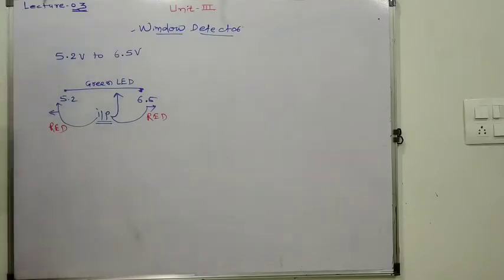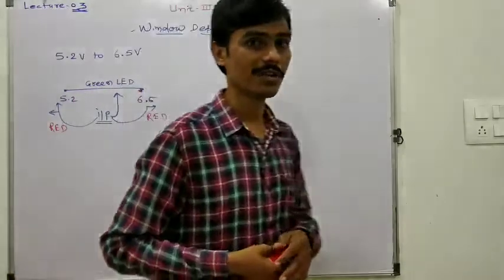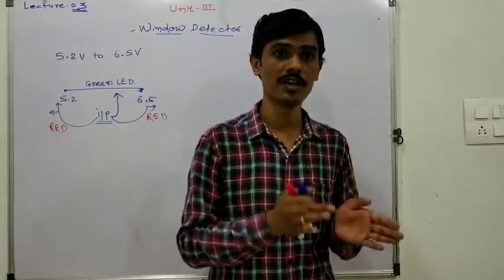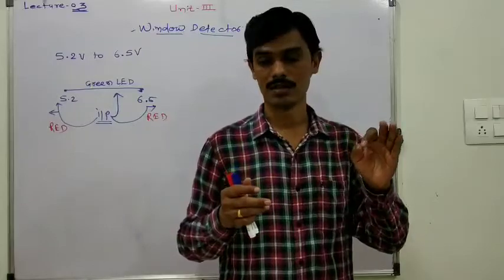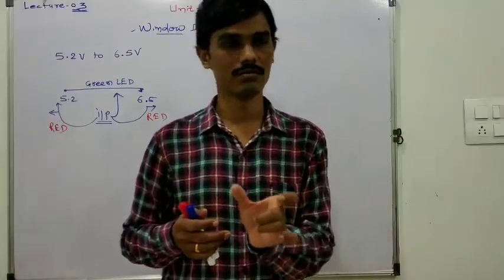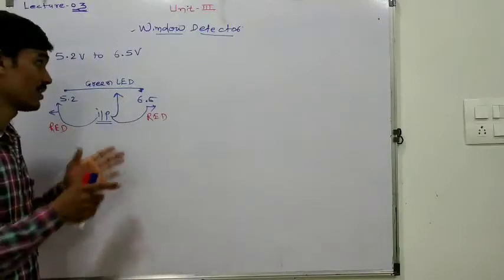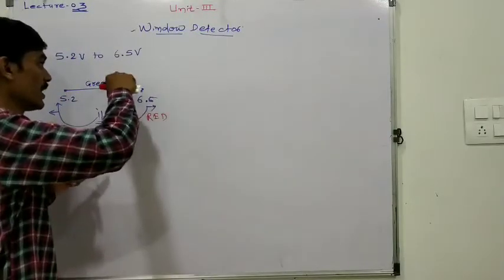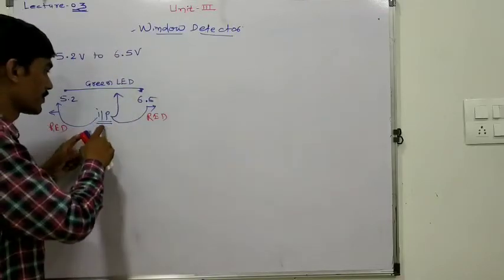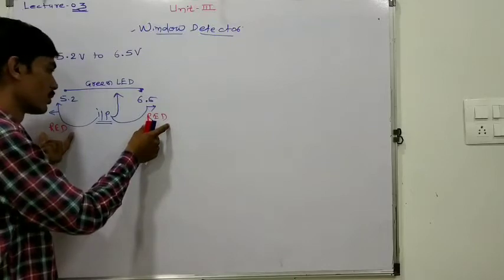So as previously we discussed, what is a window detector? A window detector is a circuit to detect whether the input voltage is appearing within a range or outside the range. That circuit is nothing but the window detector circuit. From this statement, it is very clear that if the voltage is between this range, we are detecting the input voltage, and for that we have to glow the green LED. If the input voltage is out of the range, then we have to glow the red LED.